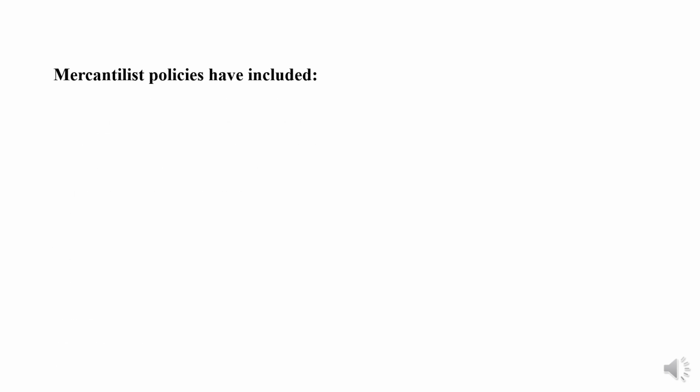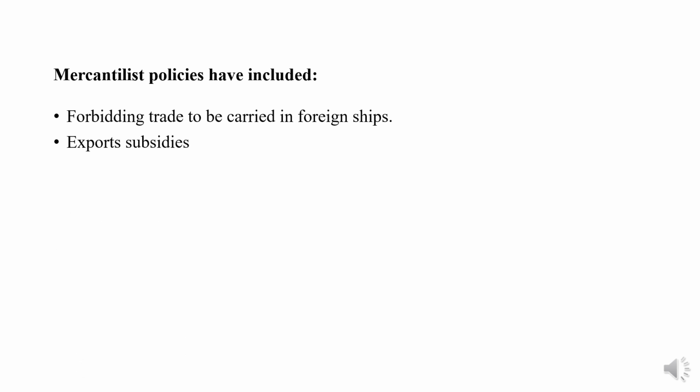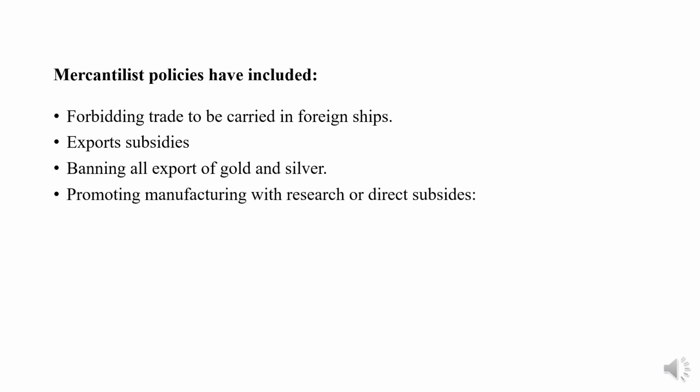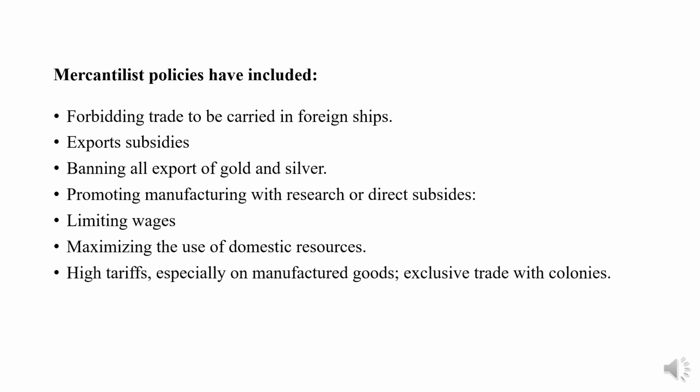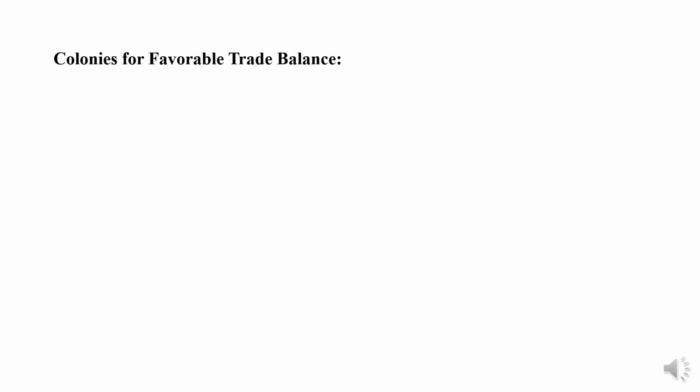Mercantilist policies have included forbidding trade to be carried in foreign ships. The second is export subsidies. The third one is banning all export of gold and silver. The fourth one is promoting manufacturing with research or direct subsidies. The fifth one is limiting wages. The sixth one is maximizing the use of domestic resources. And the last one is high tariffs, especially on manufactured goods, and exclusive trade with colonies to have a favorable trade balance.